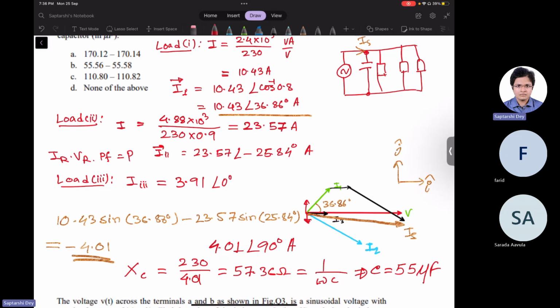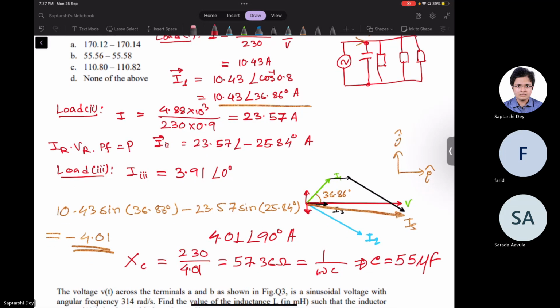Tell me, any doubt? Yes, frequency is 50 hertz. So omega is 100 pi.